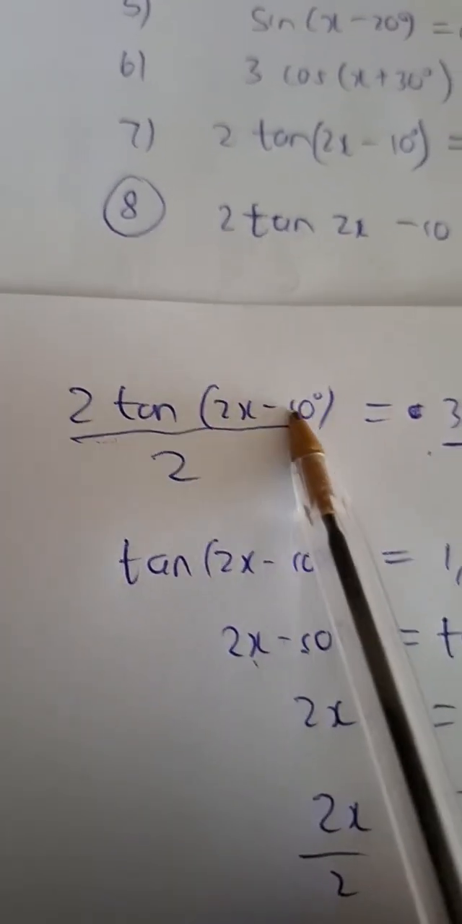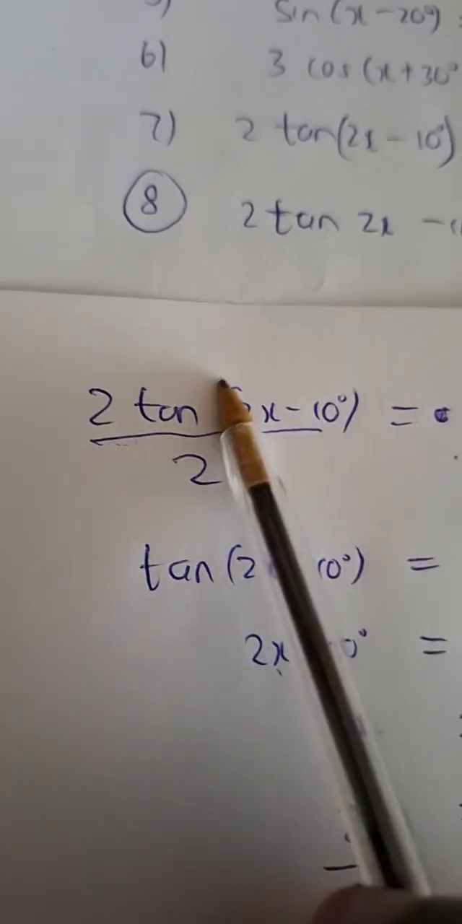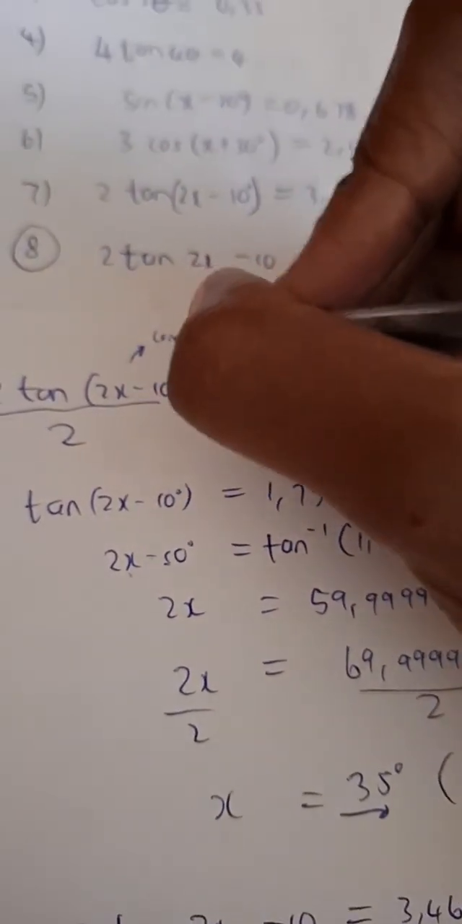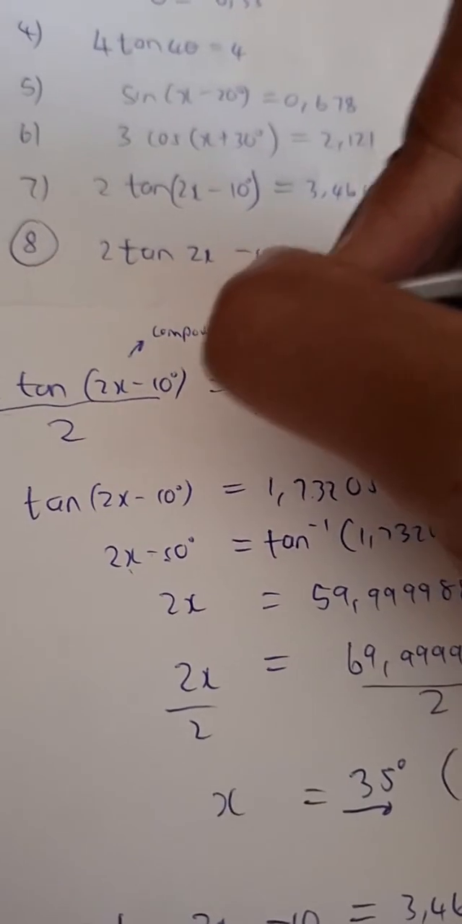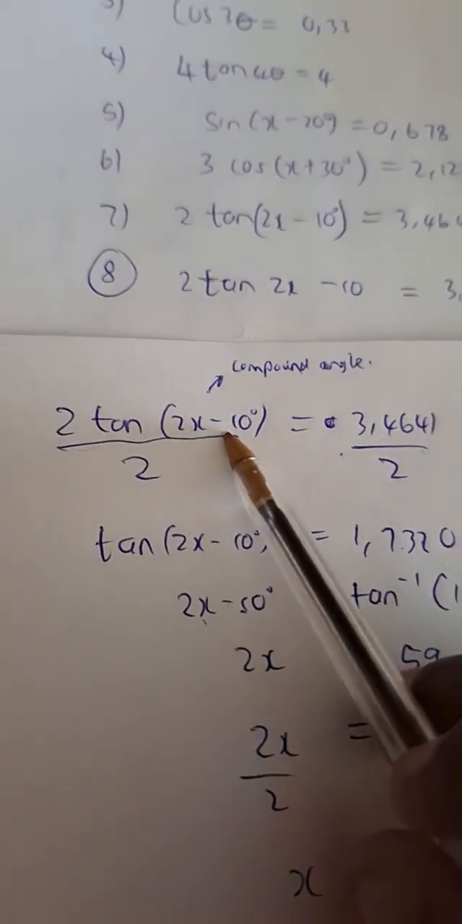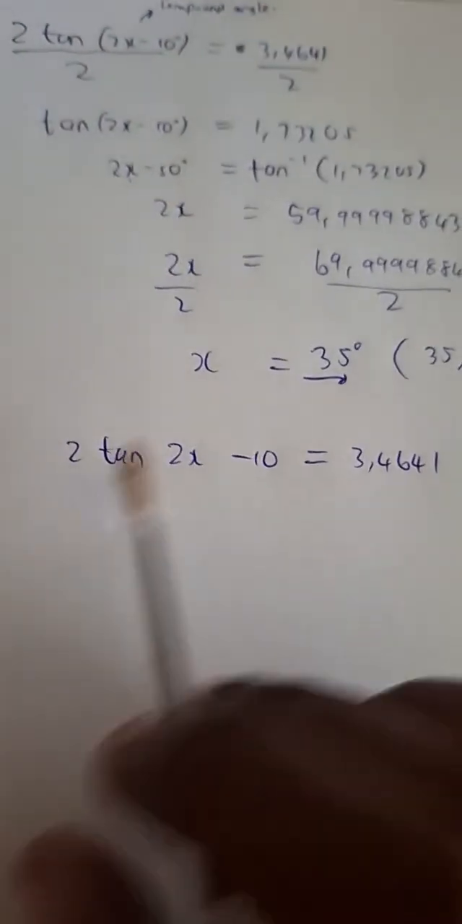And 2x minus 10 is in brackets, which means this is part of the angle. You'll learn this a little bit more in grade 12 as well. We refer to this as a compound angle. So this question is very different from this one. Here, 2 terms.